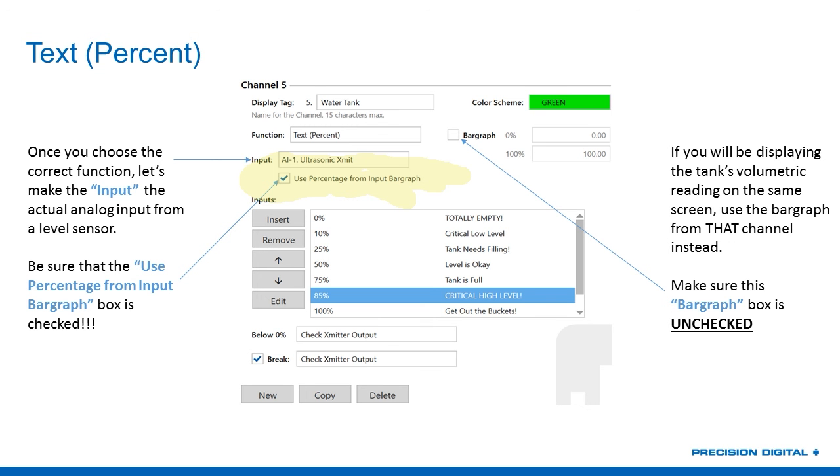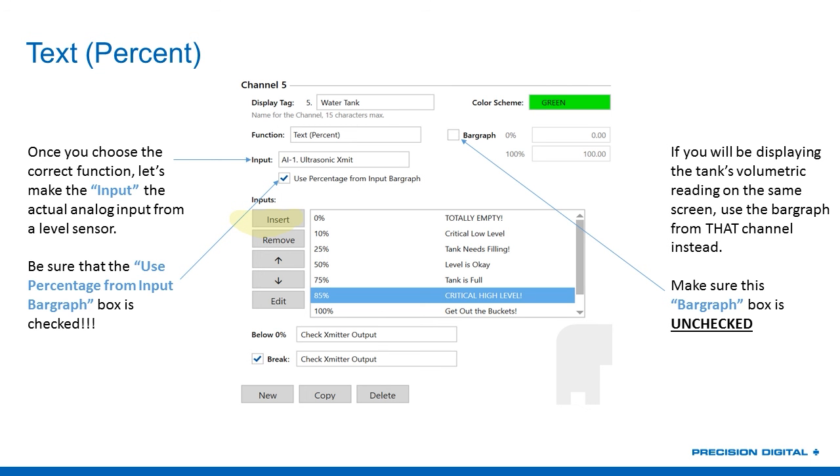There's a reason why. We don't have to get into that, but you want to use that because we're basically scaling a 4 to 20. So we want to use that bar graph. And then what you do here is you click insert, and it's going to ask you to enter in a value and then a message. The first thing you enter in is, let's say 0, at 0%. As you can see on my screen here, at 0%, I want the display to say totally empty.